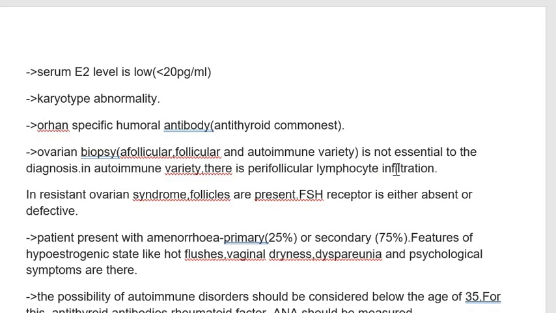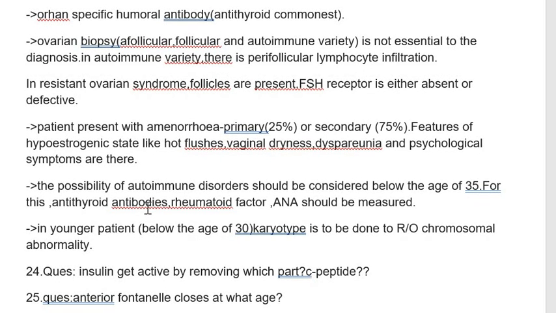Sometimes there can be other rare disorders like the resistant ovary syndrome. The follicles will be present and the FSH receptor is either absent or defective. So you are going to find a very high level of FSH because FSH is trying to stimulate the ovaries to recruit the eggs, but either the receptor is deficient, absent, or defective, so no result will be gained. The patient can present with amenorrhea, which can be primary or secondary, and features of the hypoestrogenic state like menopausal symptoms: hot flushes, vaginal dryness, dyspareunia, and psychological symptoms.